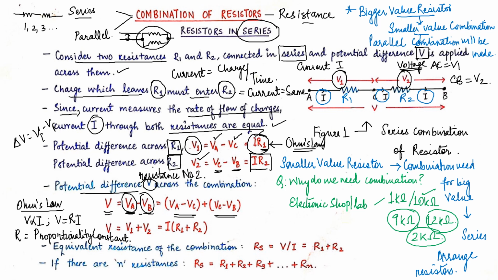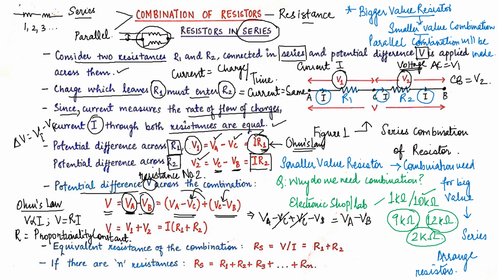We got this. Now I will open this bracket. When I'm opening the bracket, I will get VA minus VC plus VC minus VB. This and this will get cancelled. What are we going to get? VA minus VB. That's how we are substituting these values. VC will get cancelled.